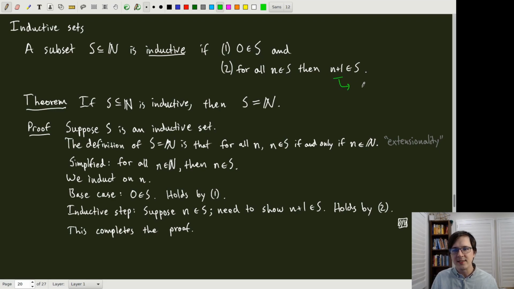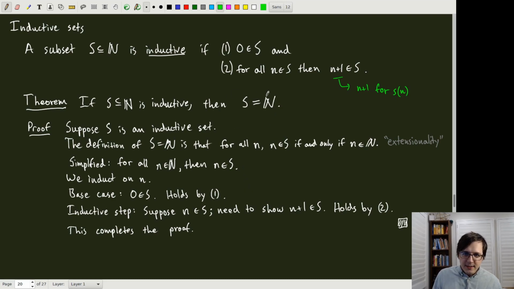From now on, I'm going to write n plus 1 for the successor, because now we know addition works, so there's no reason to have this additional operation. Inductive sets are a little boring because they're all just ℕ. But that's a nice property, because if you have some set and you can prove these facts, then you know it's ℕ. So let's prove that this is the case, and it's just a simple matter of induction.